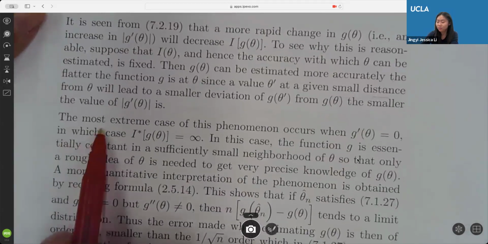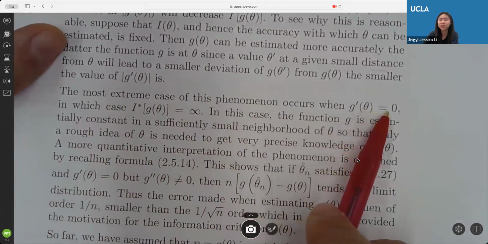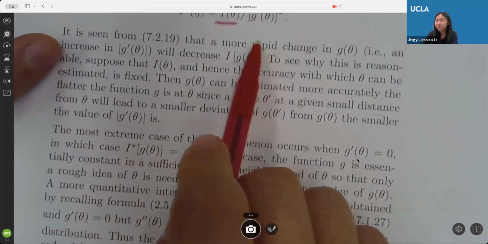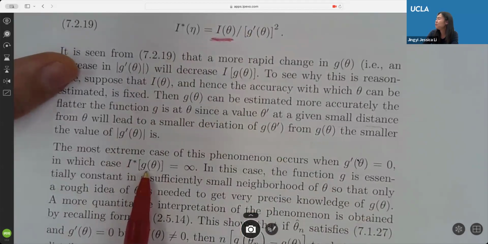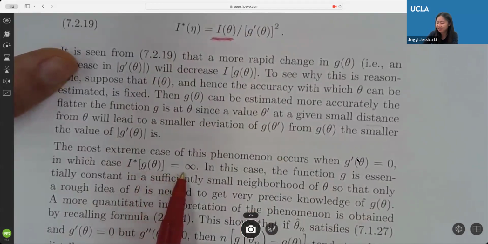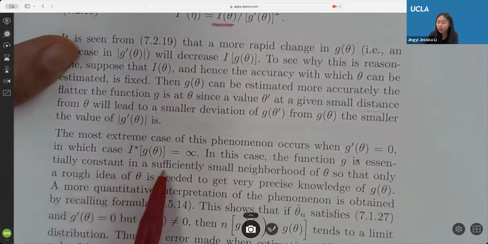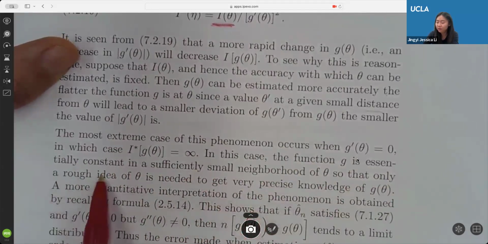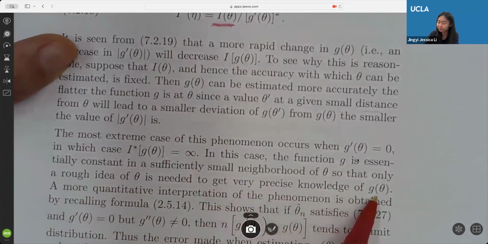Yeah. So the most extreme case of this phenomenon occurs when g prime theta is 0, which is flat, in which case you have infinite information for estimating this g theta. Because if it's flat, then you can guess it, right? Your estimate of theta's accuracy doesn't matter. In this case, the function g is essentially constant in a sufficiently small neighborhood of theta, so that only a rough idea of theta is needed to get very precise knowledge of g theta.